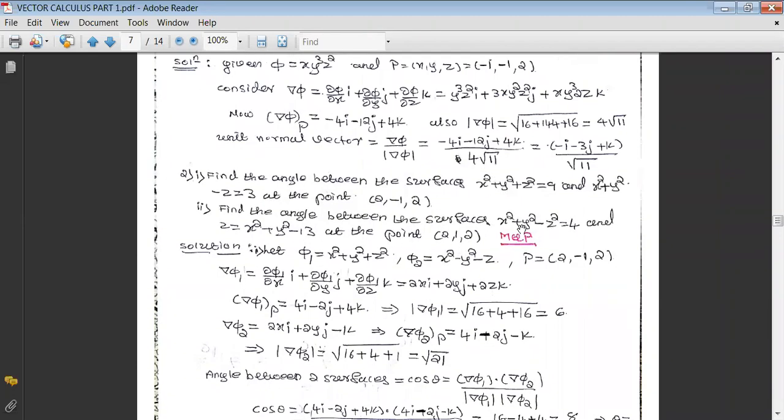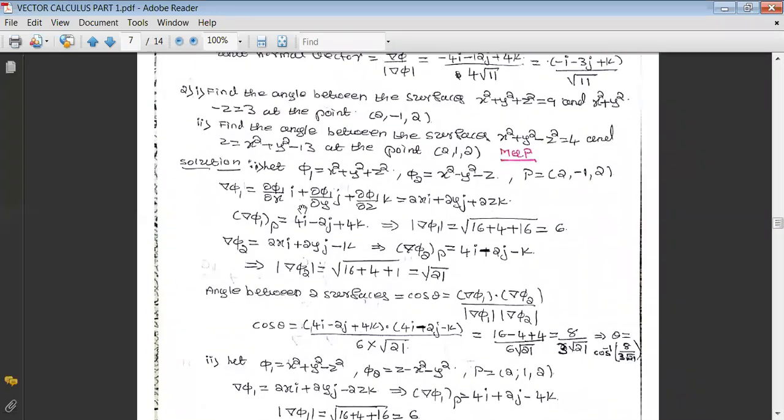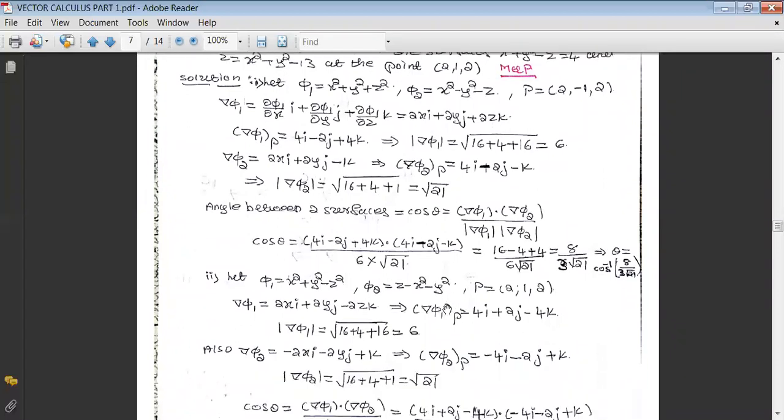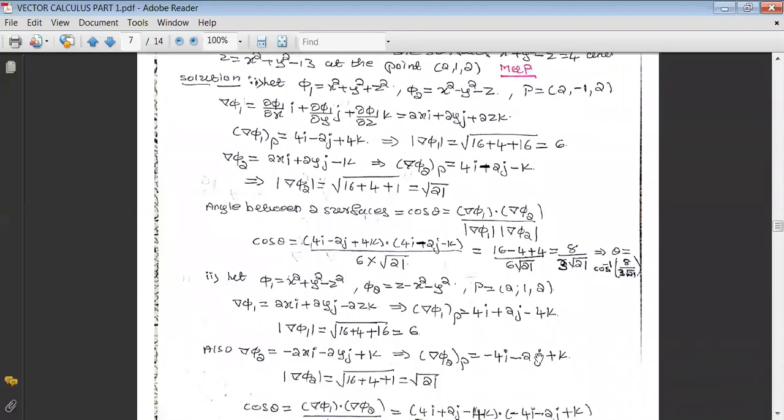In the second example, the first surface I can take as x square plus y square minus z square, that is pi 1. And the second surface, if you take these two on the other side, becomes z minus x square minus y square again. And here the given point is 2, 1, 2.